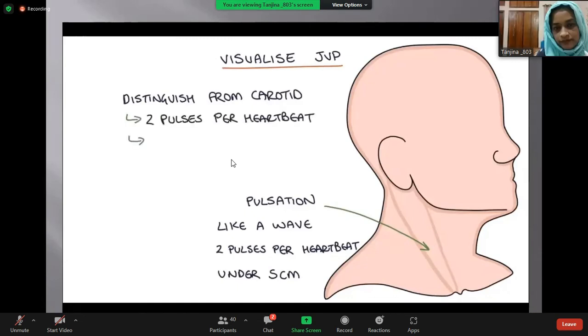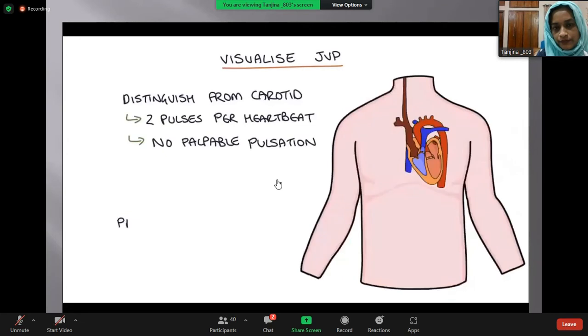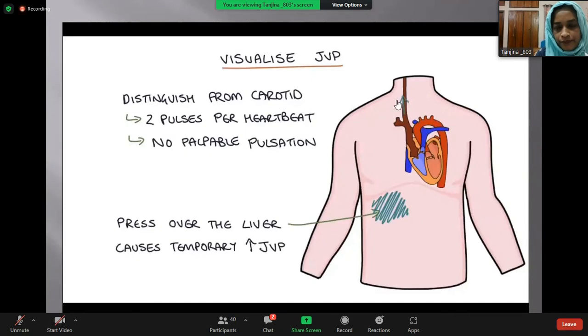To distinguish from the carotid artery: there are 2 pulses per heartbeat in the jugular venous pulse, and no palpable pulsation. But the carotid pulse is palpable and thrusting in nature. If you are confused whether it is a jugular venous pulse or a carotid pulse, then press over the liver, which causes a temporary increase in the raised jugular venous pulse. This is called the hepatojugular reflex.